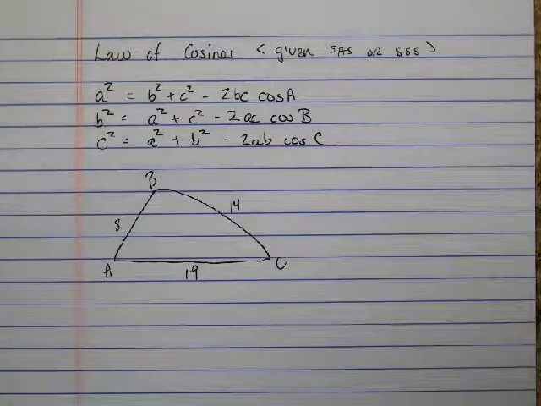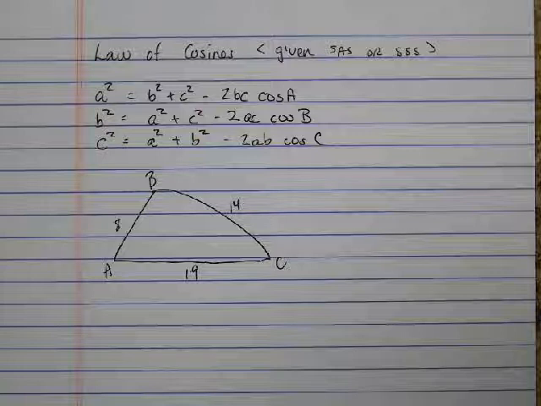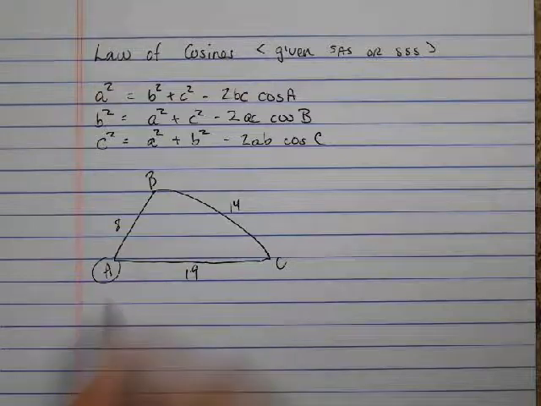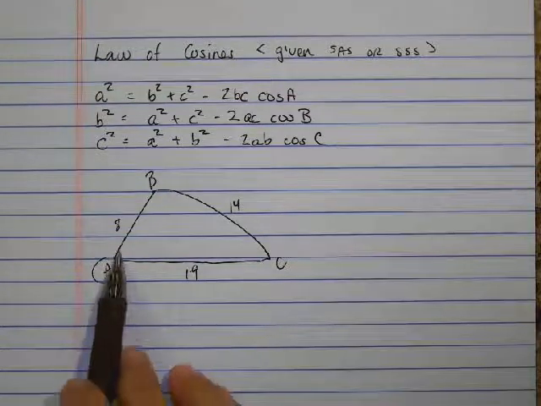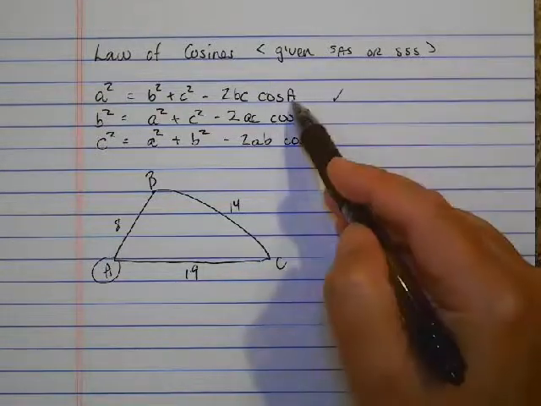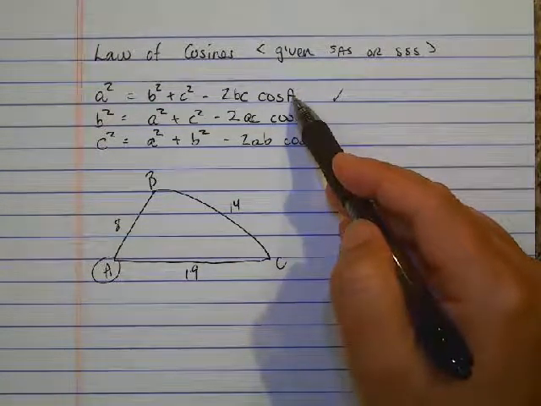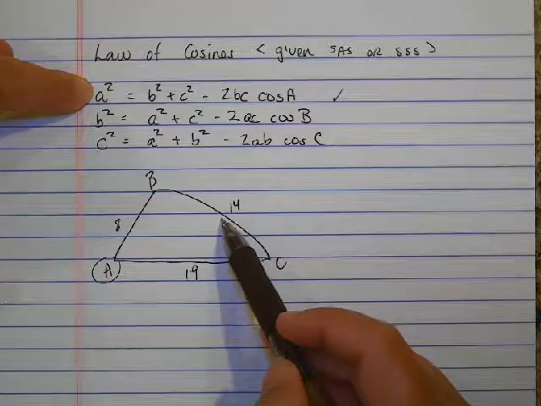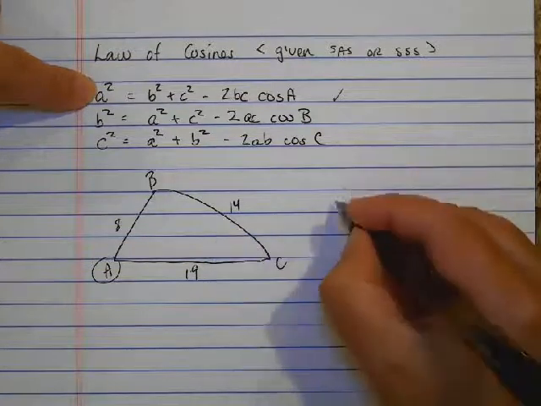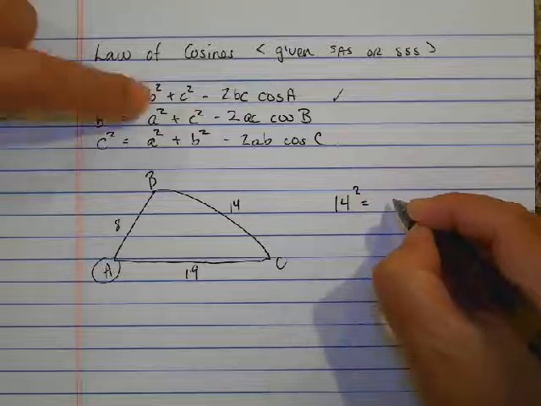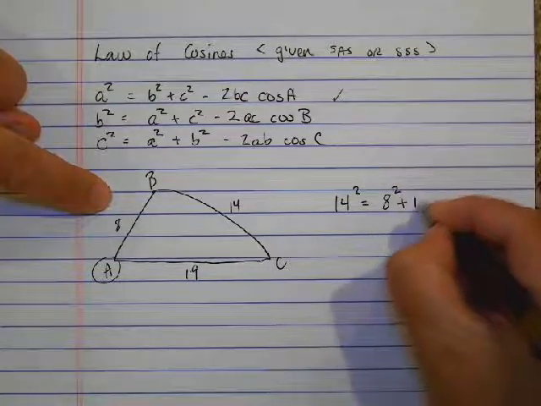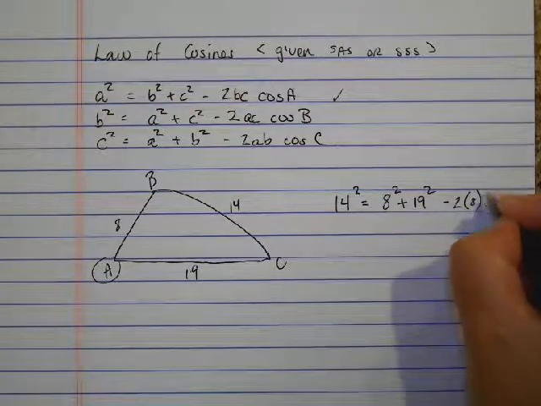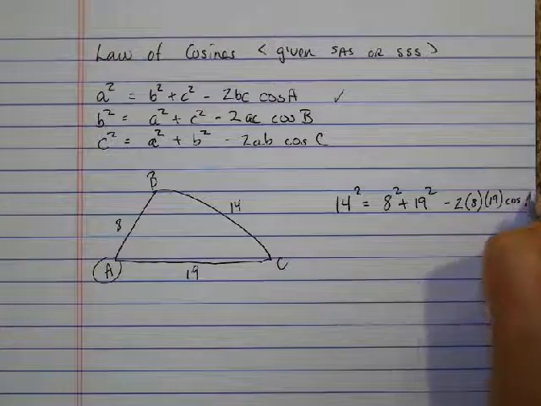So on this one, I'm going to have to start by solving for one of the angles. It doesn't matter which one. I'm just going to pick this one to start with. Since this is the angle I'm picking to start with, I'm going to use this one, where I'm trying to find angle A. When that happens, I use the side opposite for the thing that's being squared on the outside of the equal sign. So this one would be 14 squared equals 8 squared plus 19 squared, so just the other two sides squared, minus 2 times 8 times 19 times cosine A.